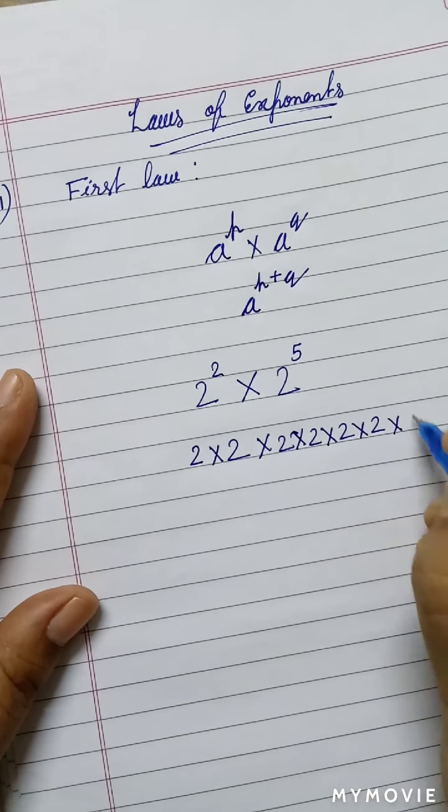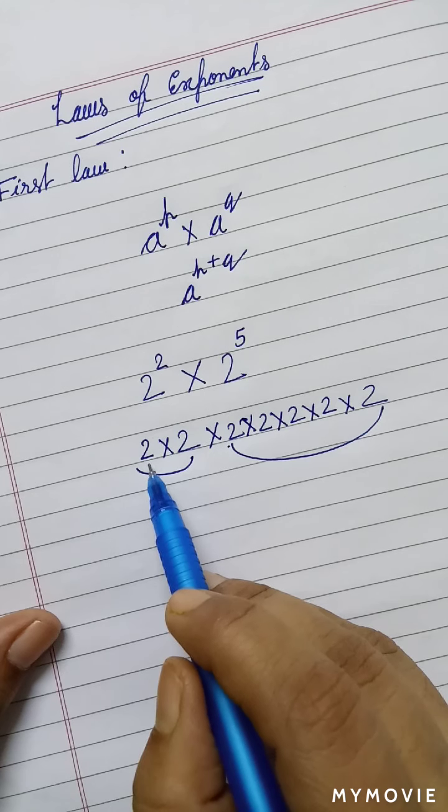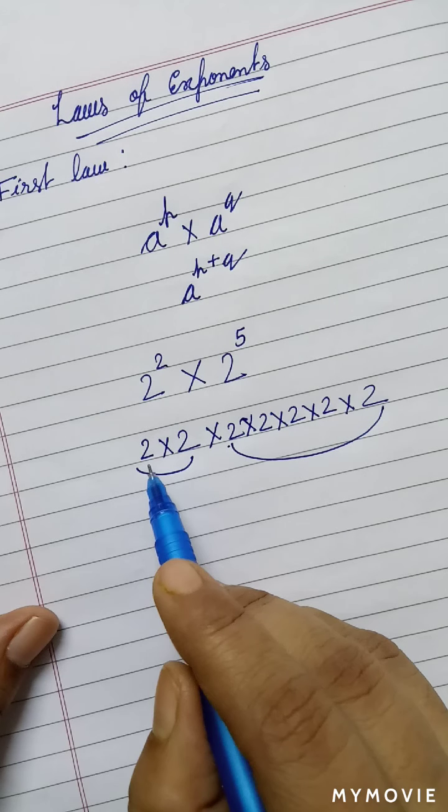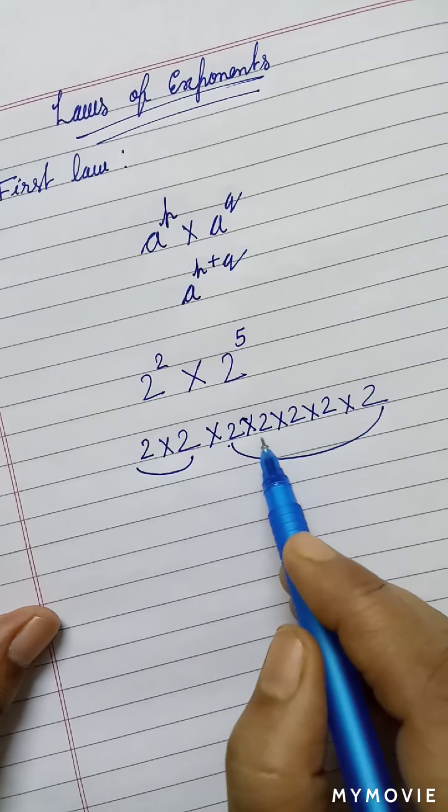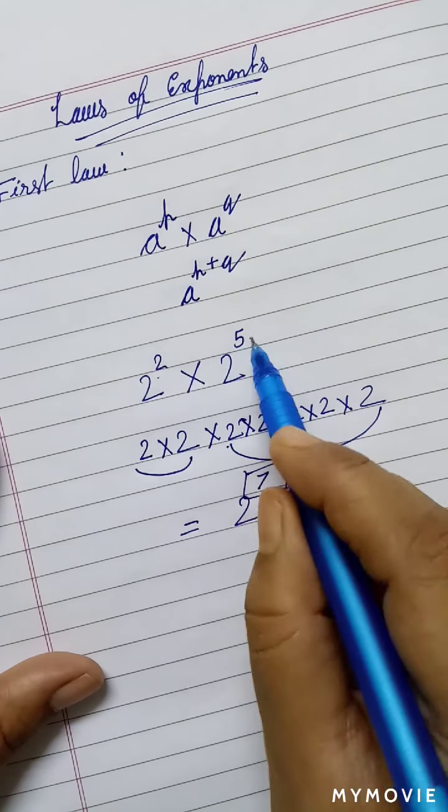So now what do we do? We count the number of times 2 has been multiplied. So we can see it has been multiplied 7 times. So the answer is going to be 2 raised to the power 7. Now look at this exponent 7. This is actually the sum of 2 and 5.